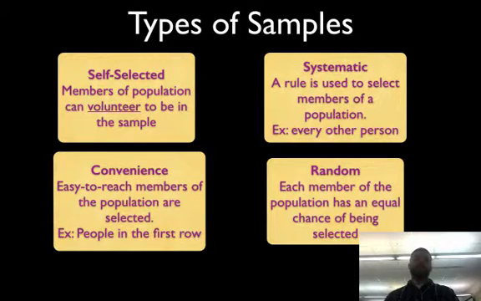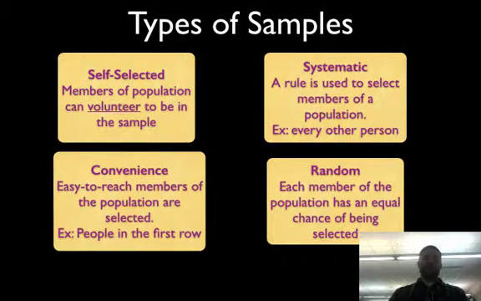The first way is self-selected. This is where members of a population can volunteer to be in a sample. The best example I can think of for this is, if you ever watch the nightly news, they will quite often have a texting poll where they'll say, do you think that chocolate bars should be banned from schools? Text your answer. Well, that's self-selected because I can choose to text in or I can choose to not text in.